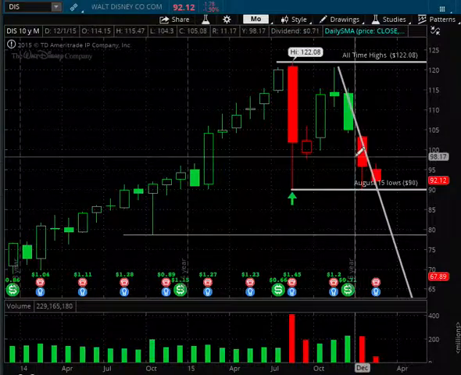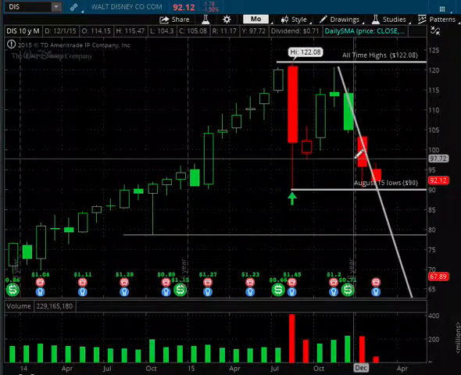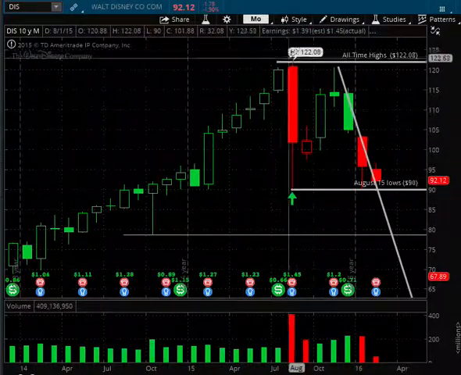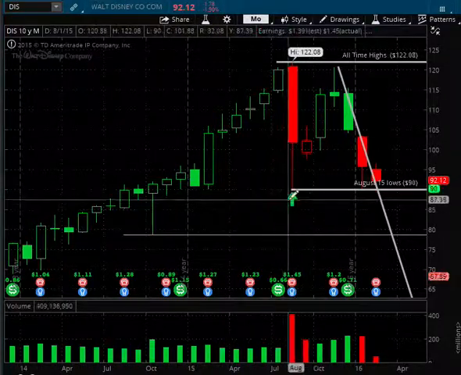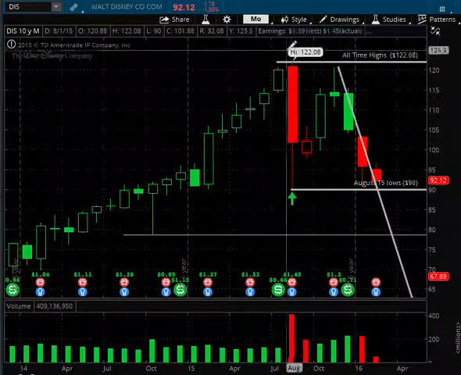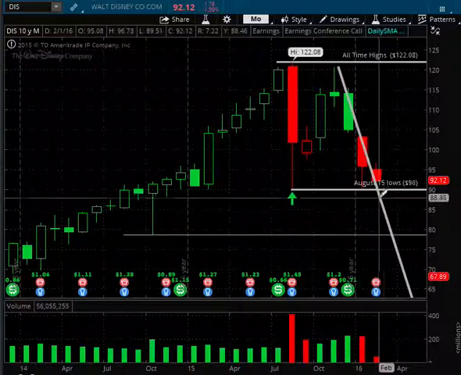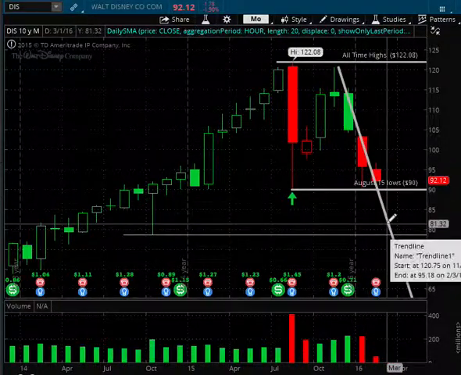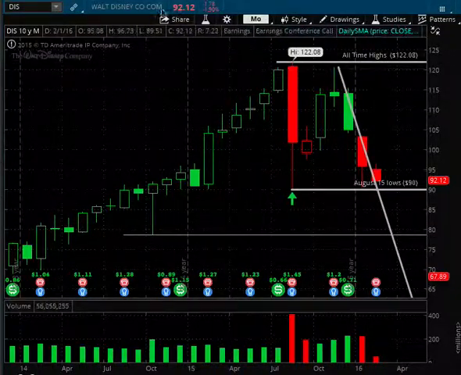We did start forming a red candle, which is not good. We did not get a red arrow yet. We still have a green arrow. So if we form another red arrow somewhere in this area, then that might not be good for Disney. All right, let's look at gold and silver.